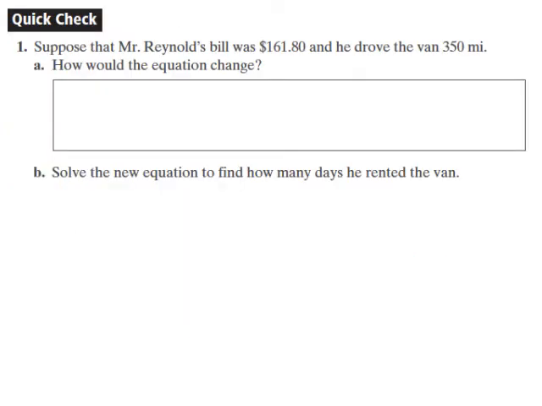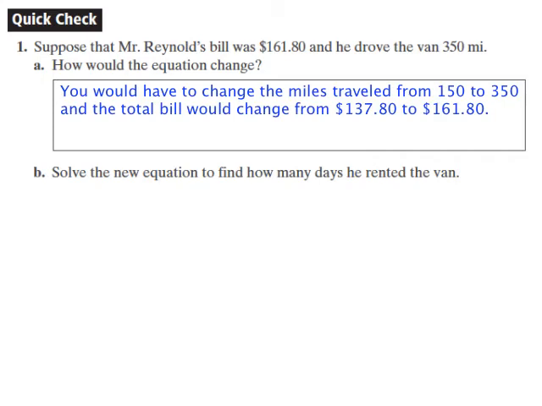Quick check number 1. Suppose that Mr. Reynolds' bill was $168.80 and he drove the van 350 miles. How would the equation change? You would have to change the miles traveled from 150 to 350, and the total bill would change from $137.80 to $161.80. Part B. Solve the new equation to find out how many days he rented the van.